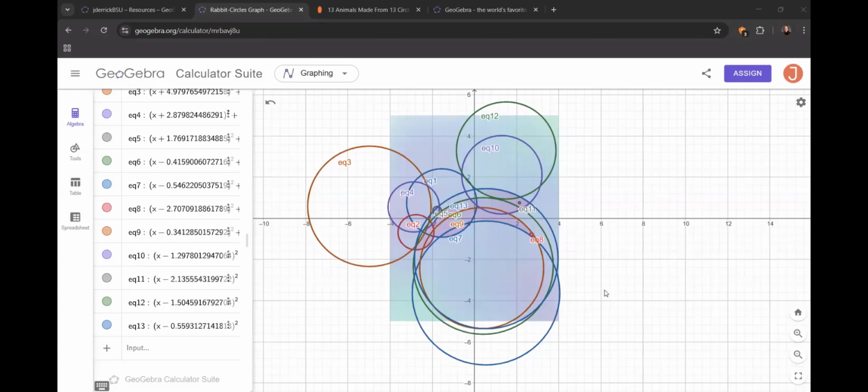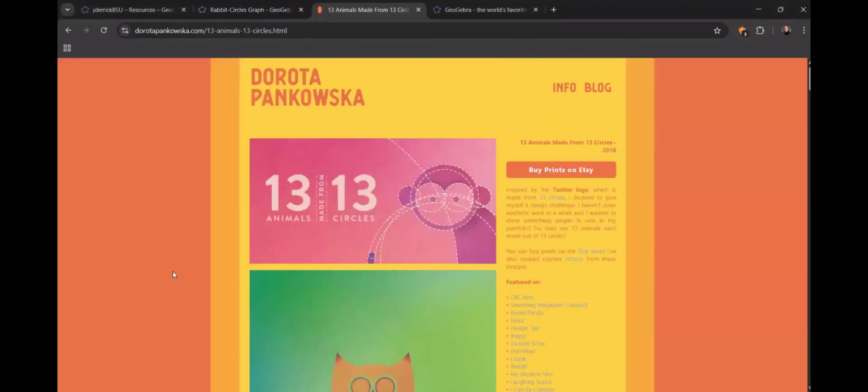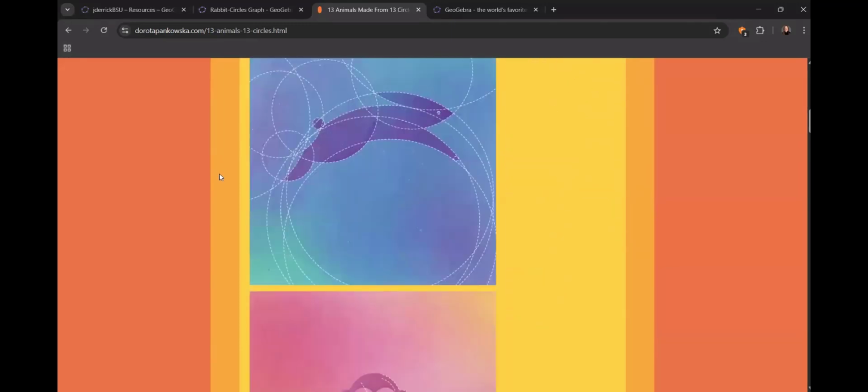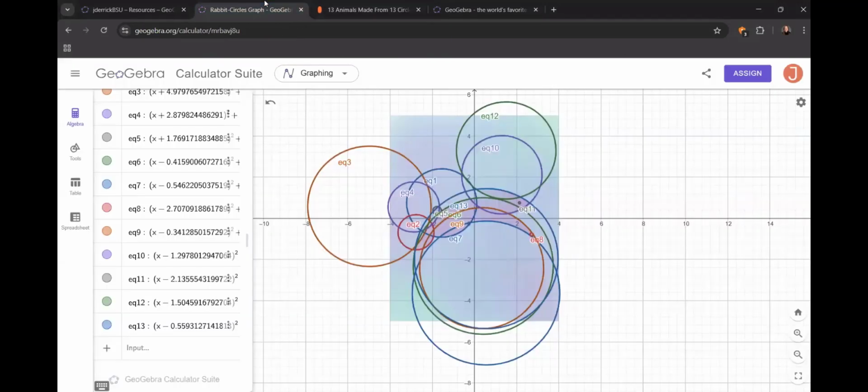I want to talk a little bit about how I created the equations for the circles based off of this piece of artwork from 13 Animals, 13 Circles, which I was really inspired by. And I thought, okay, I wonder if I could recreate this piece of art in some of the graphing calculator tools that I've worked with.